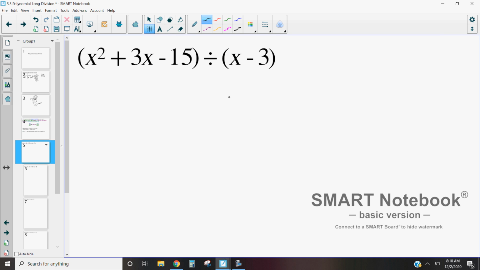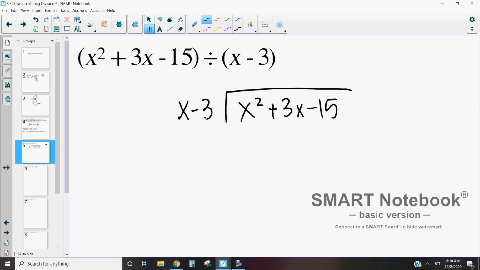What we're going to do is set it up exactly like we would set up a regular division problem. Put the dividend inside, x squared plus 3x minus 15, and put this piece, our divisor, outside. Now I'm just going to look at this first term here. I've got an x and an x squared. So I need to ask myself, what number times x gives me x squared? And the answer to that is x. So I want to put an x up there and multiply them. X times x is x squared. X times negative 3 is negative 3x.